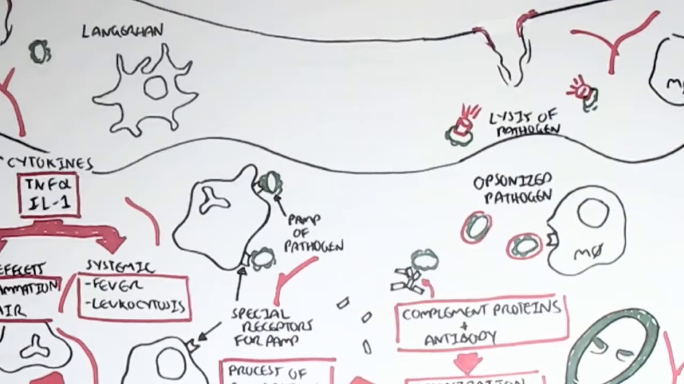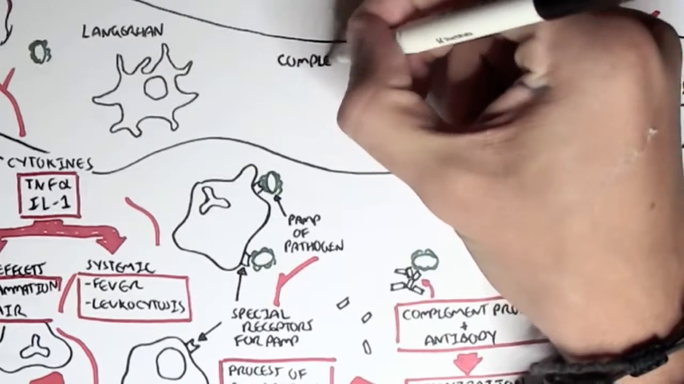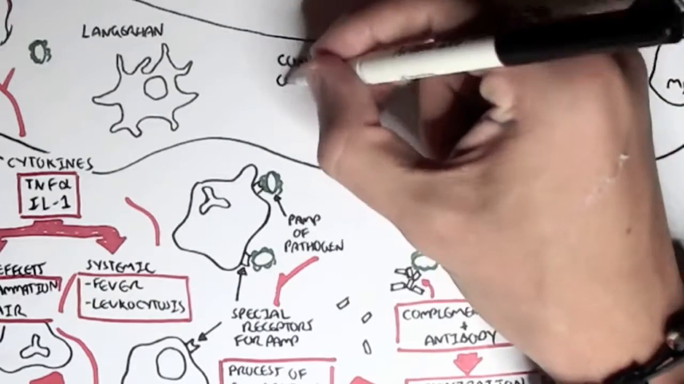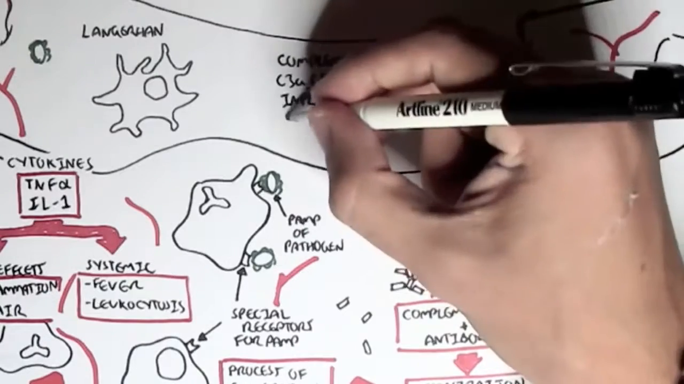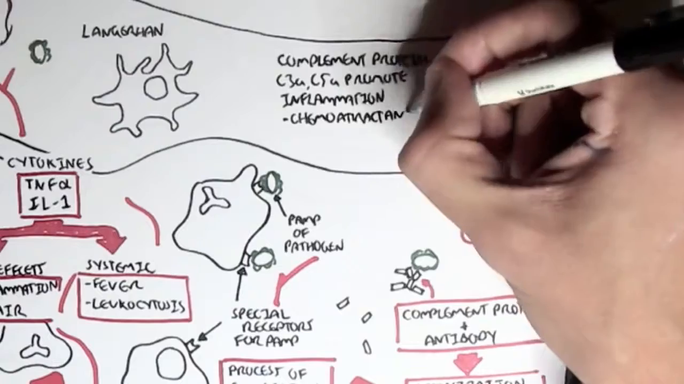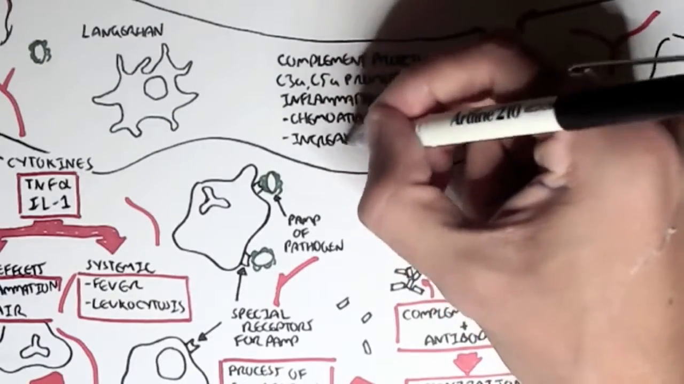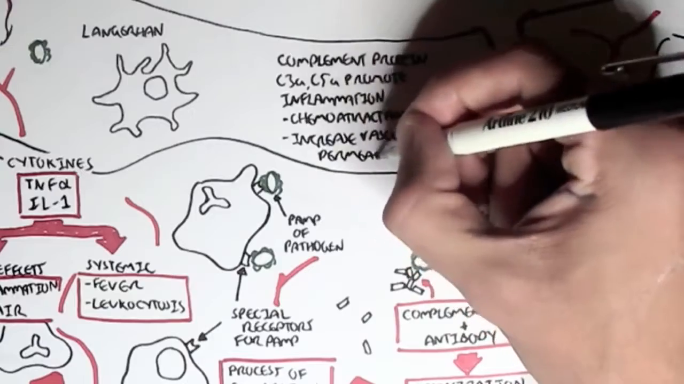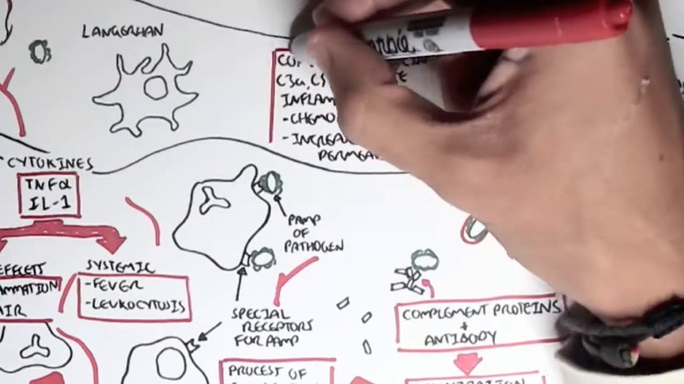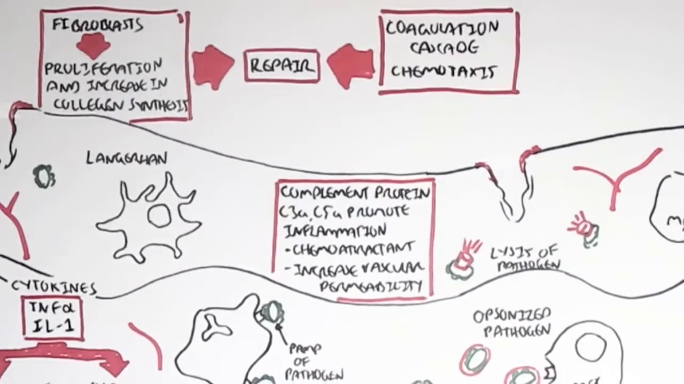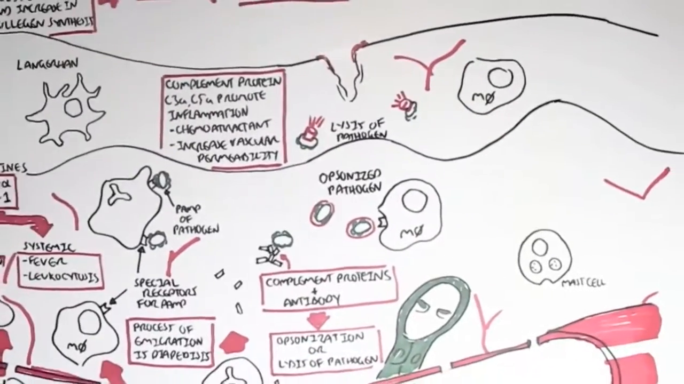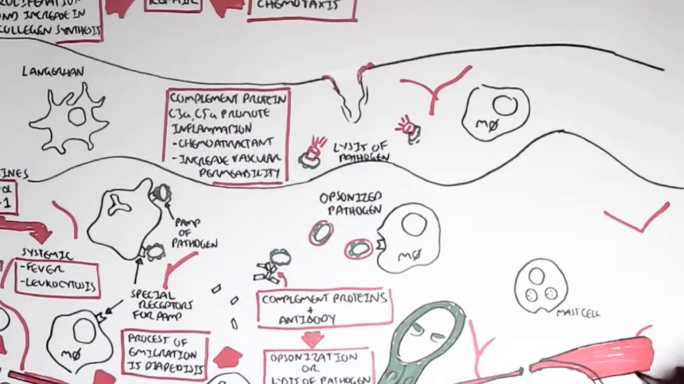Complement proteins such as C3a and C5a are very important inflammatory mediators as well, as they promote inflammation. They work as a chemoattractant to attract more immune cells, and they also increase vascular permeability, allowing more recruitment of immune cells. Because C3a and C5a are chemoattractants, they also stimulate the repair of tissues. So as you can see, the complement proteins are important in the innate immune response, in the inflammatory response.